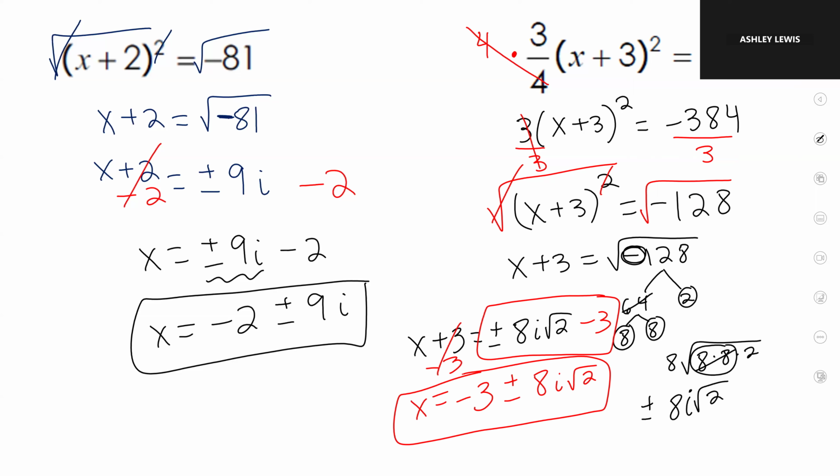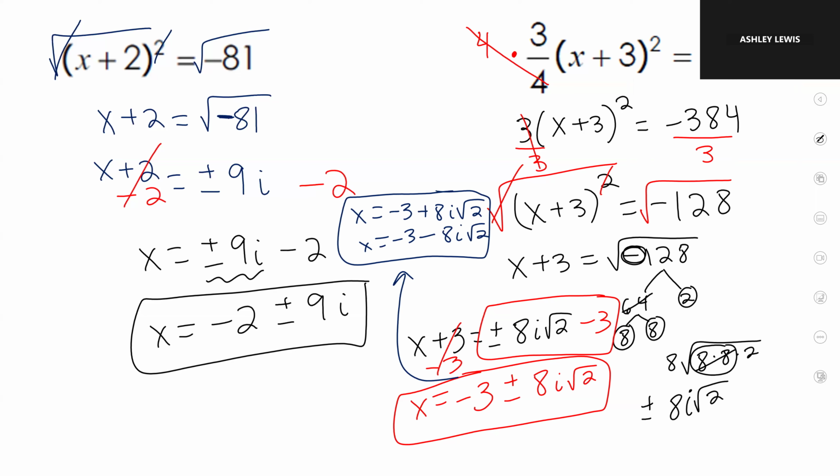Do you guys understand that the plus and minus mean two different answers? Okay, if I were to split this up, I'm just making sure y'all understand what this is saying. This is saying your answer is x equals -3 plus 8i square root of 2. That's one of your answers. Your other answer is -3 minus 8i square root of 2. But instead of writing all of this, mathematicians get lazy and they just put plus or minus. Okay?